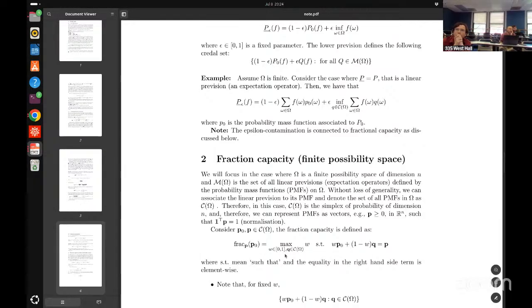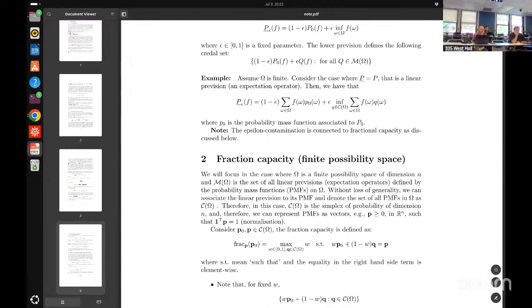So C is the set of all probability density functions or probability mass functions? Exactly. This is the weight, this is all the probability mass functions, the probability simplex, all of them. And you have these constraints, and in this case, if you represent this probability as a vector, it's element-wise constraints.